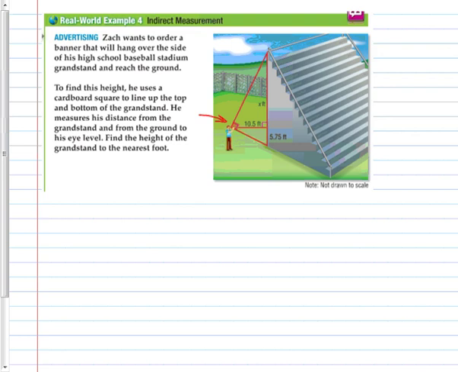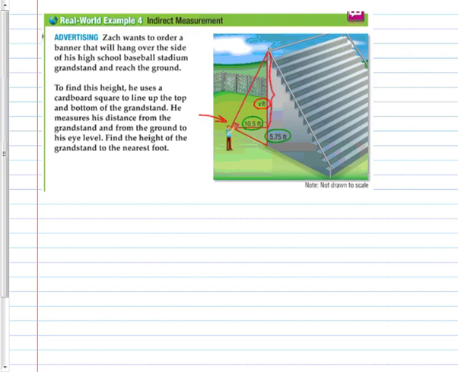He measures his distance from the grandstand and discovers he's 10.5 feet away, just straight across. From the ground to his eye level is 5.75 feet. Find the height of the grandstand to the nearest foot. The part he doesn't know is this x, this leftover stuff. Notice he has created this special case. The large triangle is a right triangle from that book right at his eye, and this line straight across is an altitude to the hypotenuse.